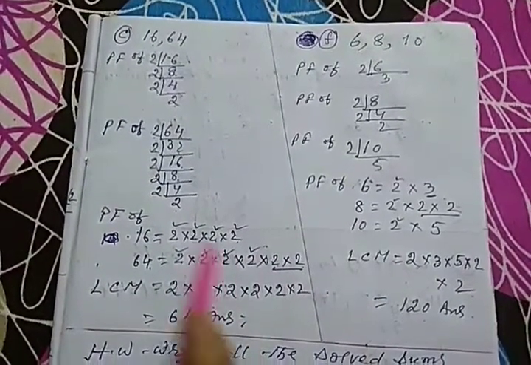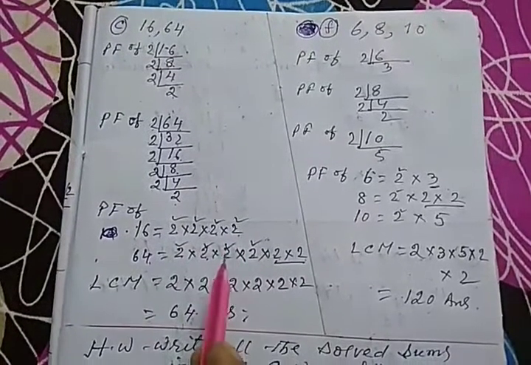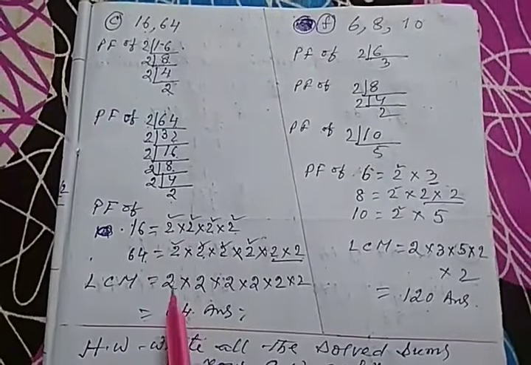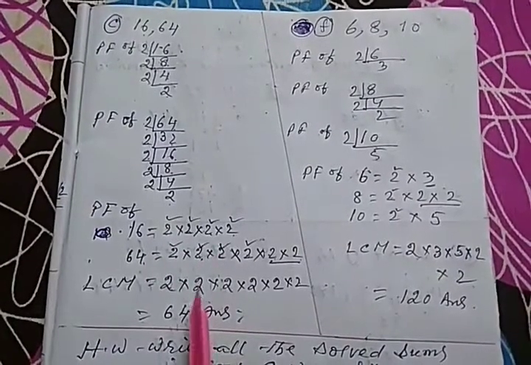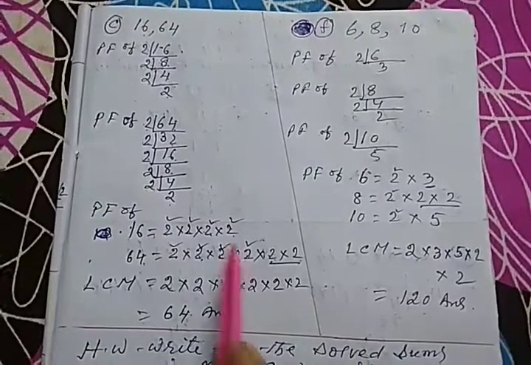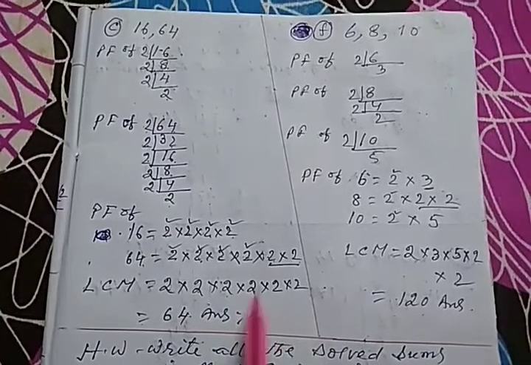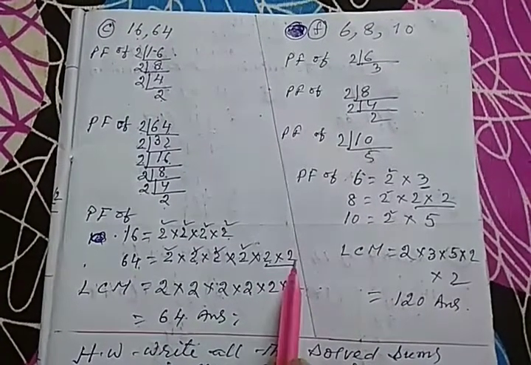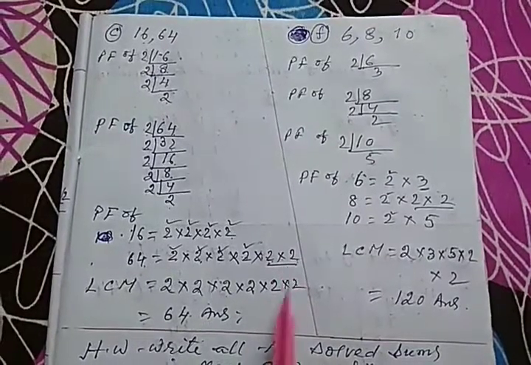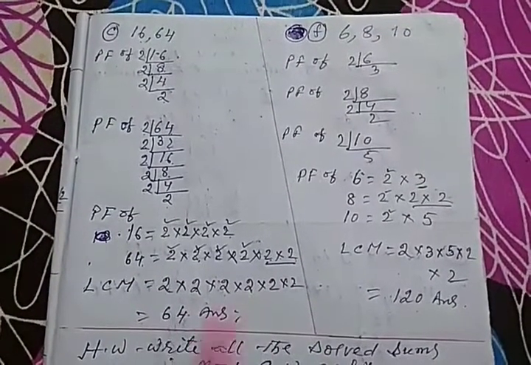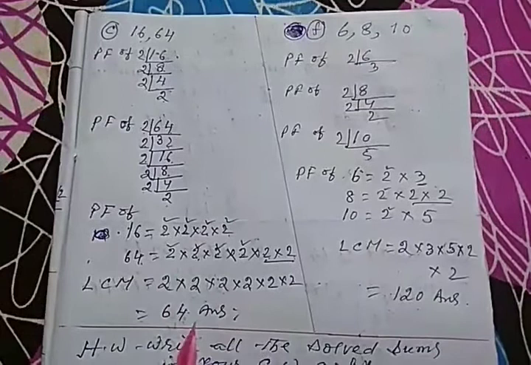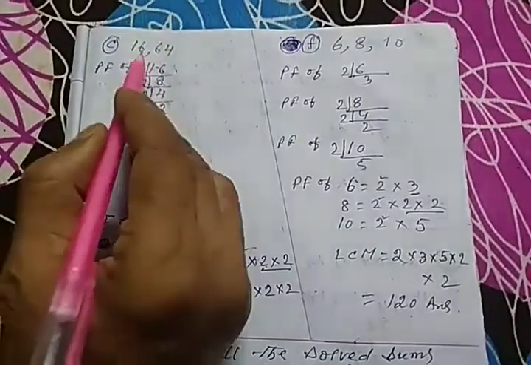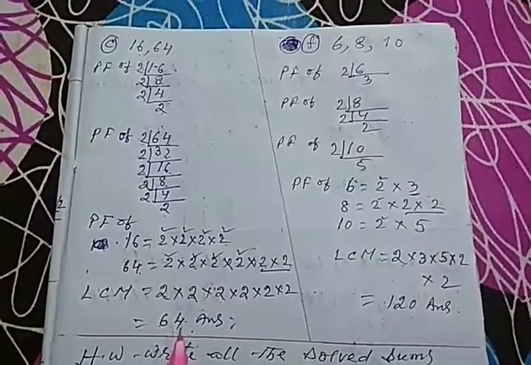Now we will find the common factors in these two numbers. 2, 2, 2, 2 are common. But the rest of the factors, 2 into 2, also are to be taken. After multiplying all these factors, we get 64. That means the LCM of 16 and 64 is 64.